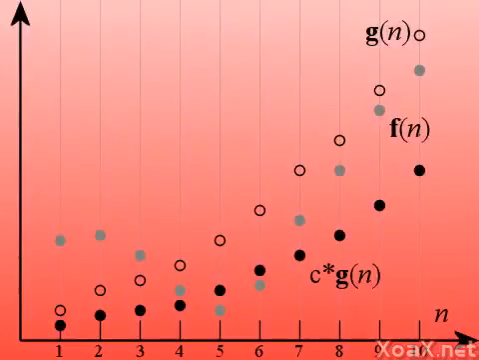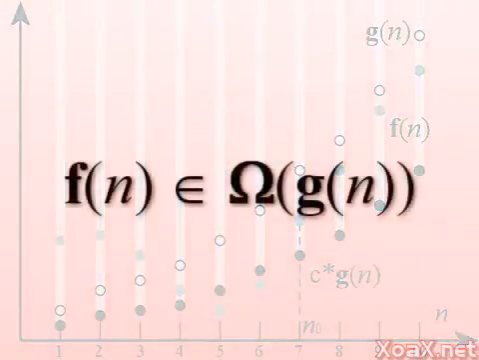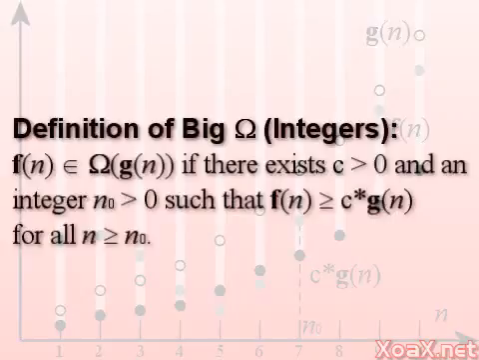Likewise, we might have a constant multiple of a function g of n such that c times g of n bounds f of n below from some point n0 onward. In this case, f of n is said to be in big omega of g of n. Formally, we say that f of n is in big omega of g of n if there exists a positive constant c and a positive integer n0 such that f of n is greater than or equal to c times g of n for all n greater than or equal to n0.